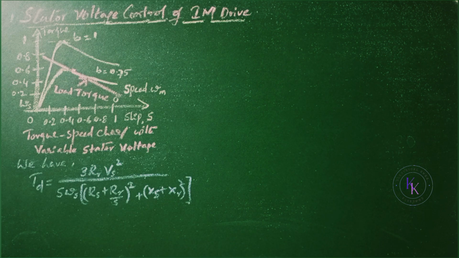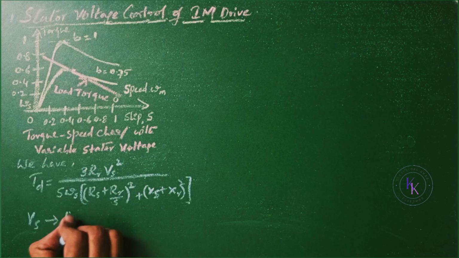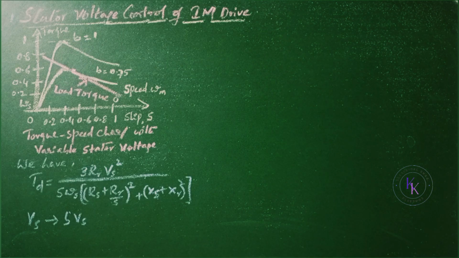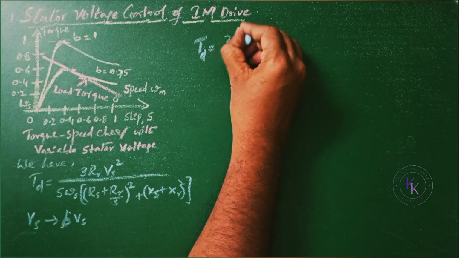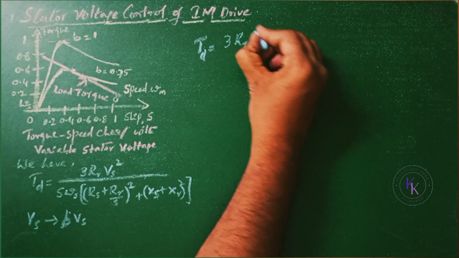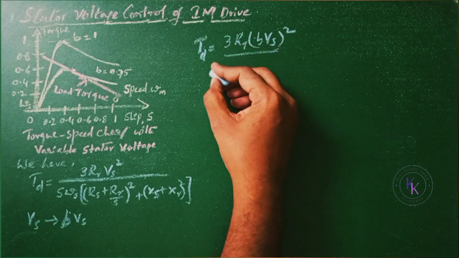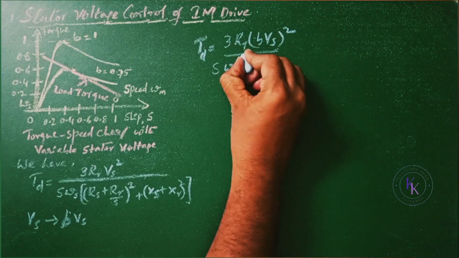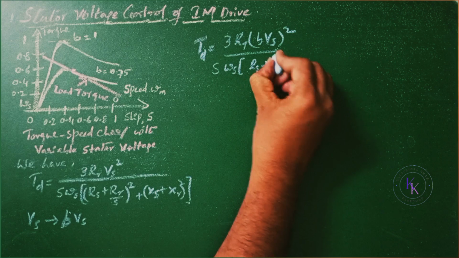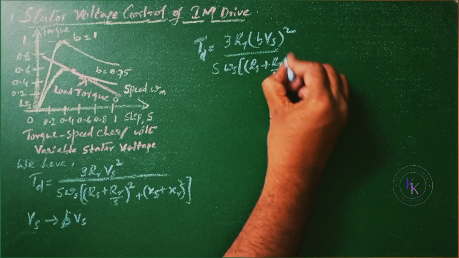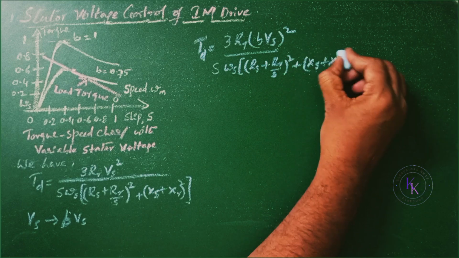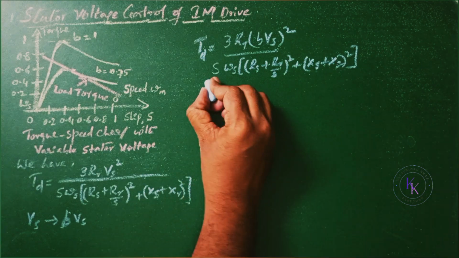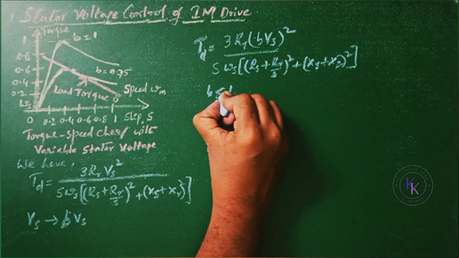If the terminal voltage is reduced to bVs, then equation number 18 gives the developed torque Td as Td equals 3 Rr (bVs) whole squared divided by s omega s of (Rs plus Rr by s) whole squared plus (Xs plus Xr) whole squared, where b is less than or equal to 1.